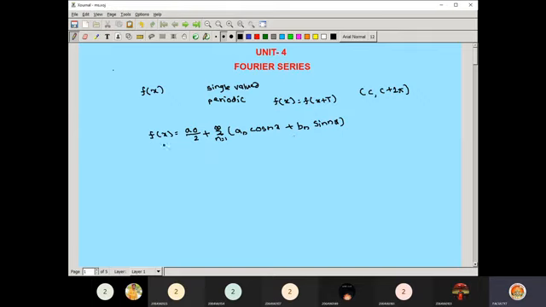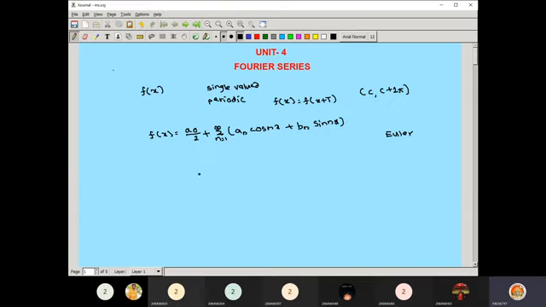If any function is represented in this particular form, that type of expression is called a Fourier series, where Fourier is the name of a mathematician. Here the values of a0, an and bn are generally called Fourier coefficients, and those values can be calculated by using a formula. That formula was given by a famous mathematician, Euler.